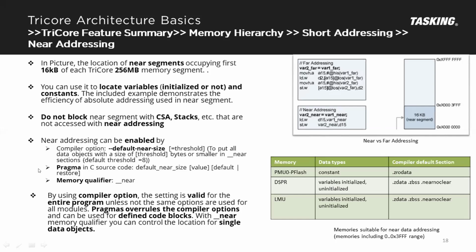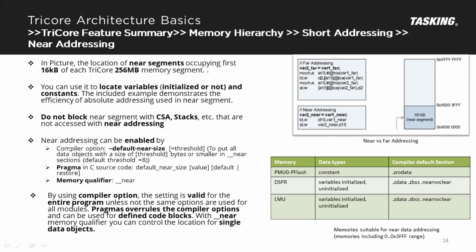The second option here is to use the pragma. The pragma you could use to also influence the compiler to place the data here. And the third option is to use the memory qualifier, which is called __near. You put this keyword in front of the data element that you declared, and the linker will automatically place this data inside this near segment. So these are the three available options here.